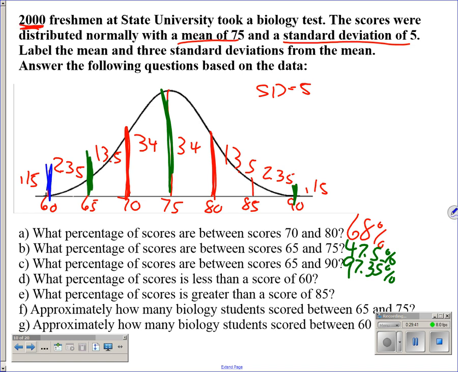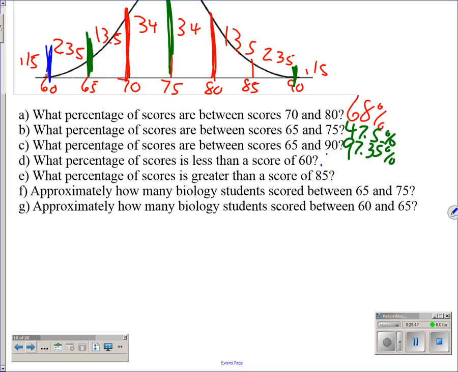Alright, what about less than a score of 60? What percent of that? 0.15. Right? What percentage of scores is greater than 85? So here's 85. Greater than would be to the right, right? So 2.5, right? Everything to the right would be these two numbers. So 2.5%.